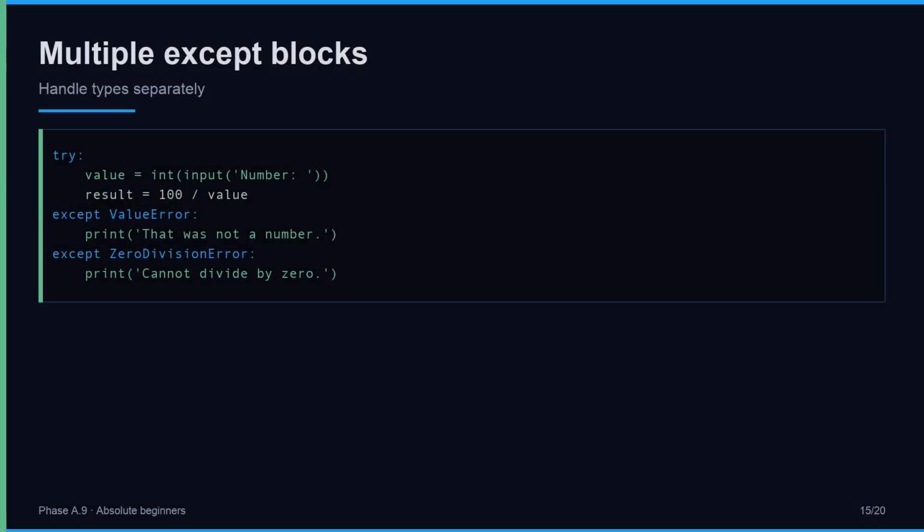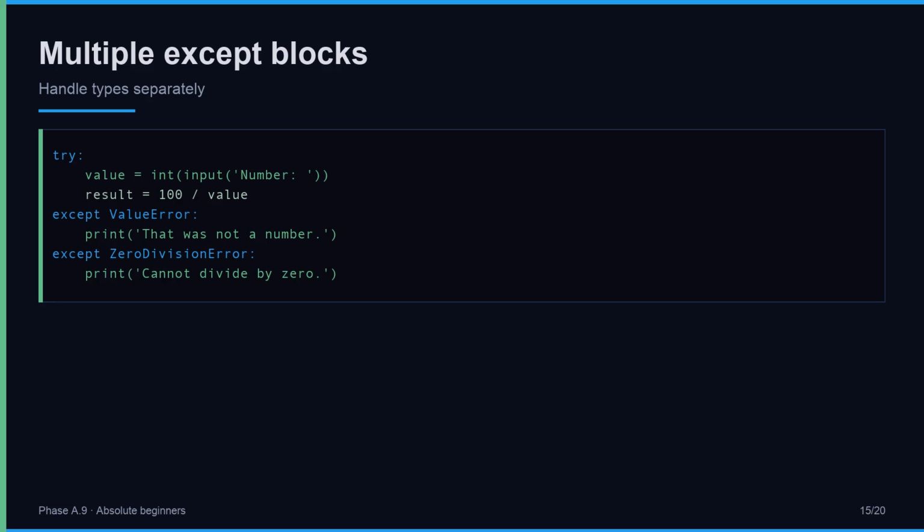Specific handler. You can attach more than one except block to a single try. Python checks them in order. If a value error is raised, the first except runs. If a zero division error is raised, the second except runs. Only one except body ever runs, the first one that matches. This lets you give a specific, helpful message for each kind of failure the user might hit. Read the input, try the work, then explain exactly what went wrong.